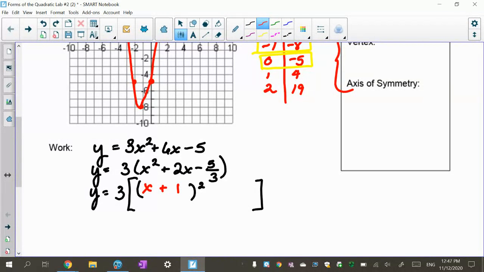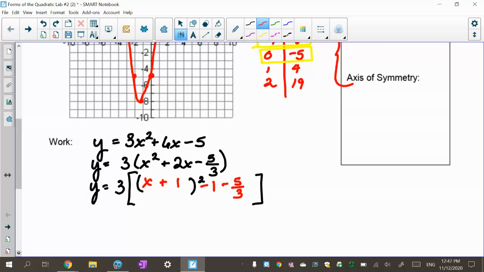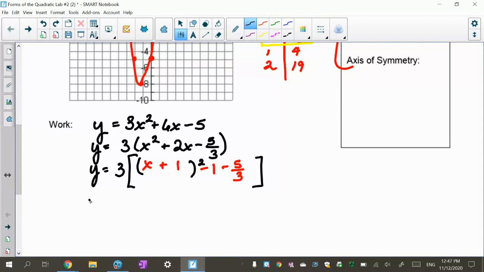Oh, that's nice. That's a nice one. Square whatever's here and subtract it and bring down my negative 5/3. So now I have y equals 3 bracket x plus 1 squared, and negative 1 minus 5/3 is negative, if you think of this, negative 3/3 minus 5/3 is negative 8/3, or you can put it in your calculator.